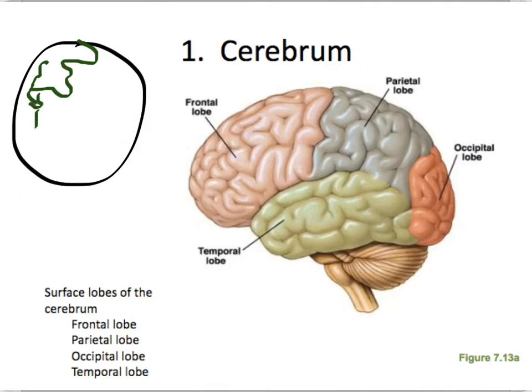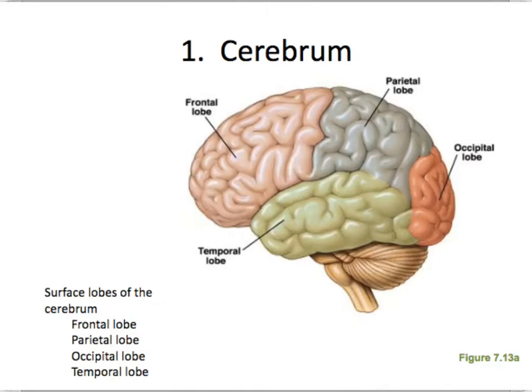the reason I tell you that is because the brain is also divided into 2 hemispheres, a left hemisphere and a right hemisphere, and those hemispheres are connected by a structure called the corpus callosum.